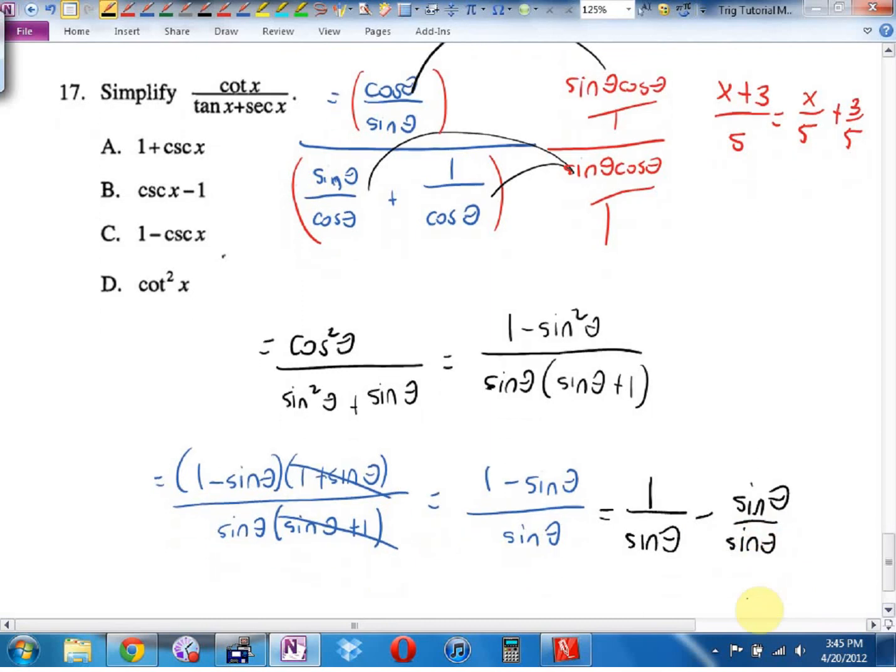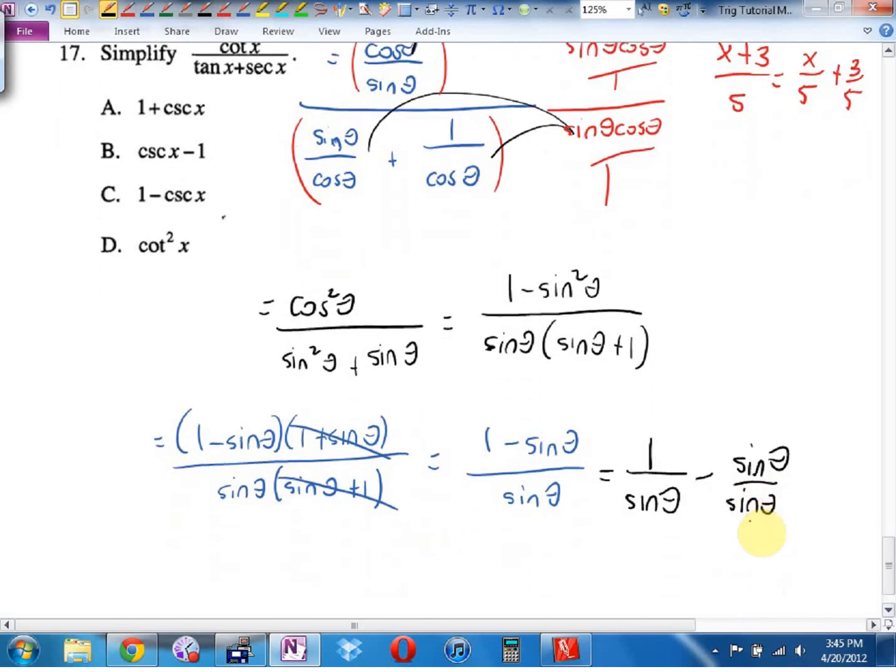Why are we done? Hey, what's sine over sine? What's 1 over sine? I would call that an A level. I would feel comfortable putting 1 on the multiple choice, not 5.